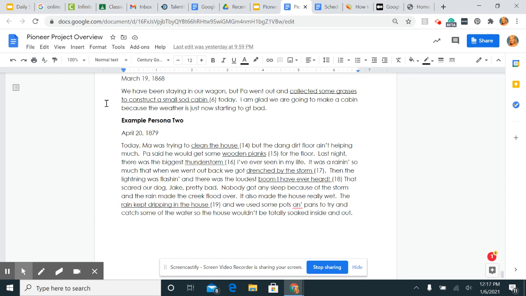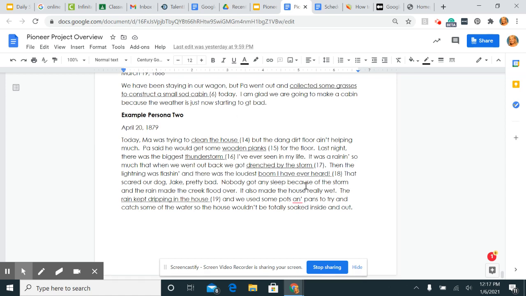Okay, so talking about cleaning the house was a fact, using wood planks for the floor, thunderstorms were something that they found facts about, all of those things. I really like this one because it added lots of details.